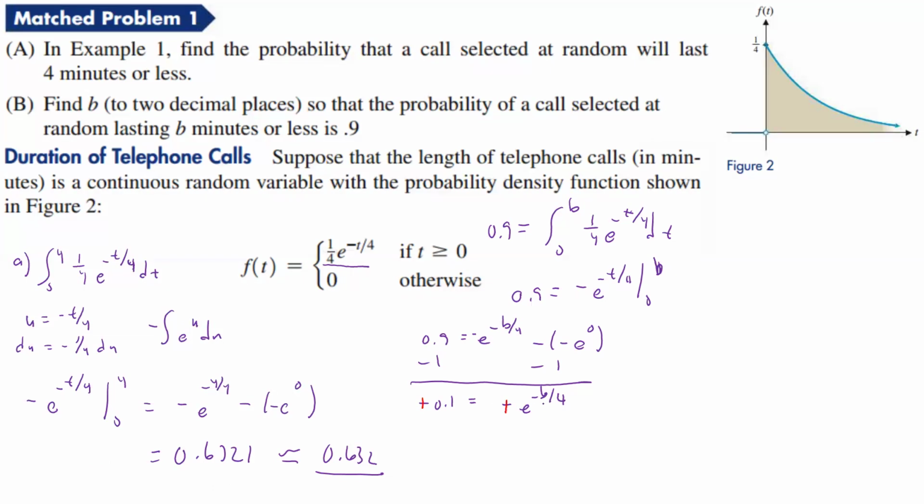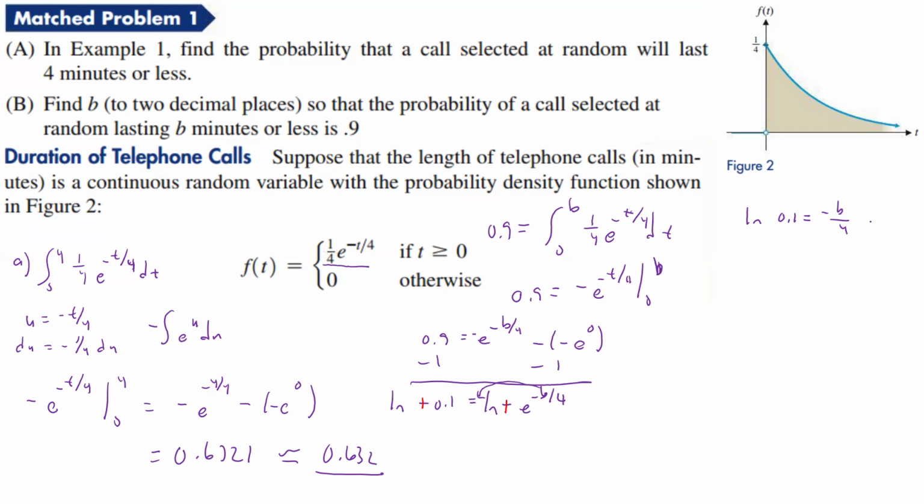And then we need to solve for this b, so now I need to take the ln of both sides. And now since it's positive, we can do that. And when we do that, remember the whole exponent comes down in front. So we're going to have ln of 0.1 equals a negative b over 4 times ln of e. ln of e is just 1, so we just have a negative b over 4.